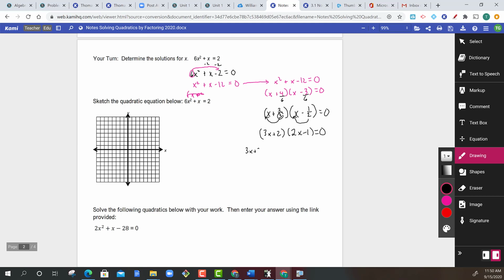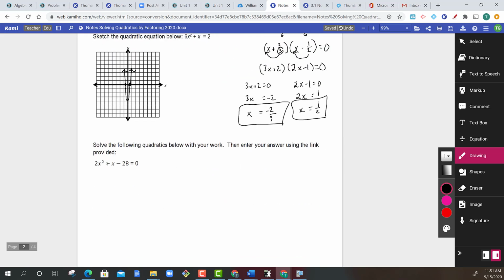And then finally, we're going to set each individual factor equal to 0 and solve and get our solutions. So there's our solution. So we just have to estimate on the graph +1/2 and -2/3. So this is going to be a really skinny graph, and that makes sense because the A value is 6. So this thing really gets stretched out quite a bit. We're just estimating again in that vertex. We have no idea. Main thing is focused on those x-intercepts.